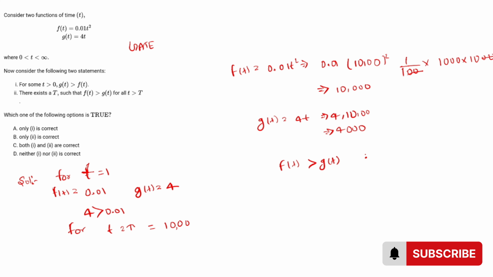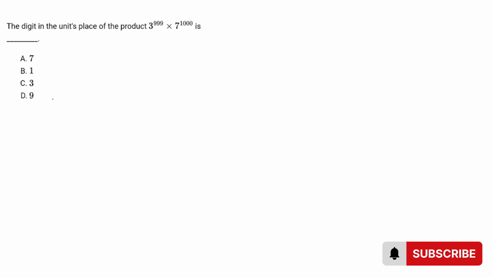For all t greater than that, if you put another value like 10,000 or 8,000, f of t is always greater than g of t. So both statement 1 and 2 are correct. So which option is correct? Option C is the correct answer of this question. Come to the next part, guys.